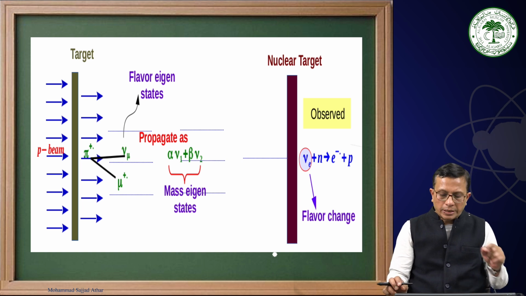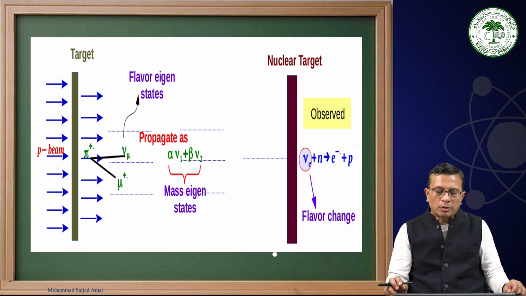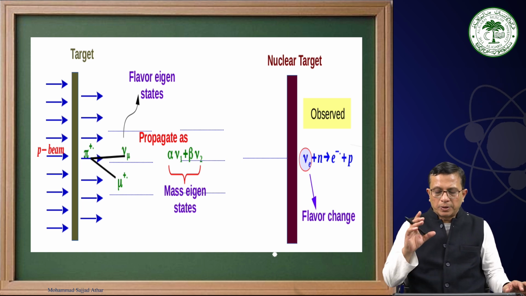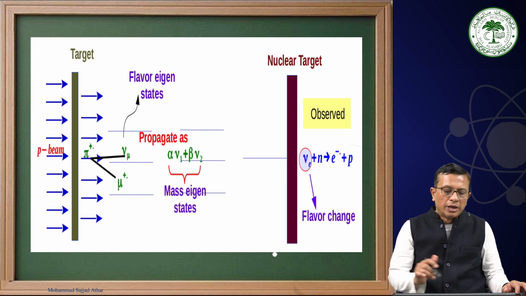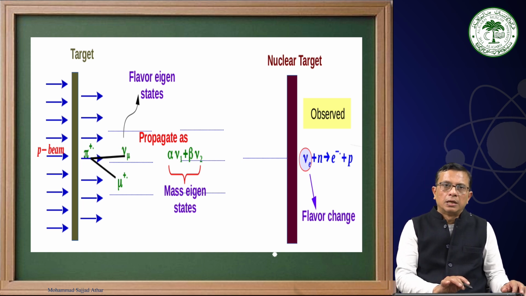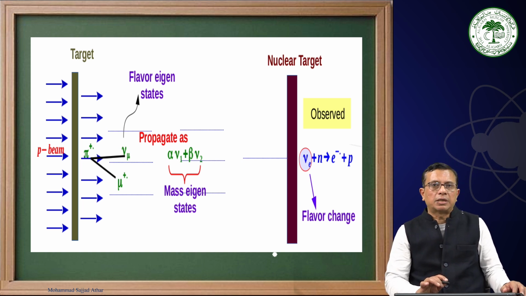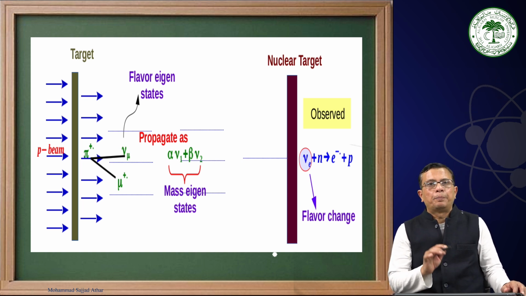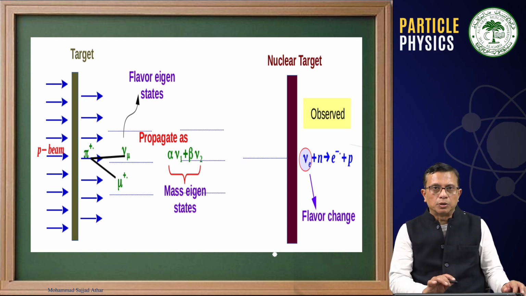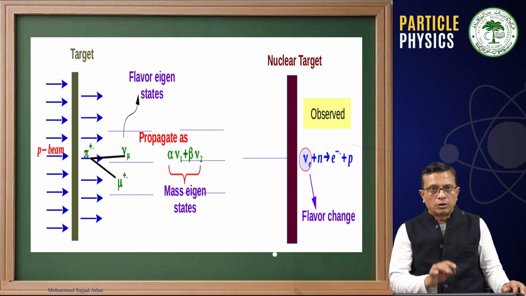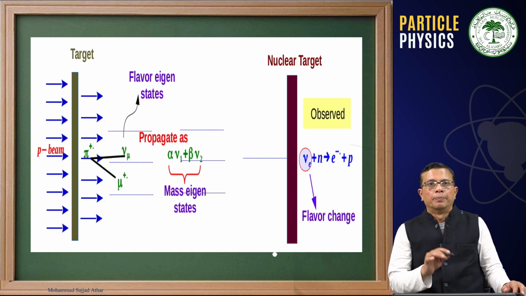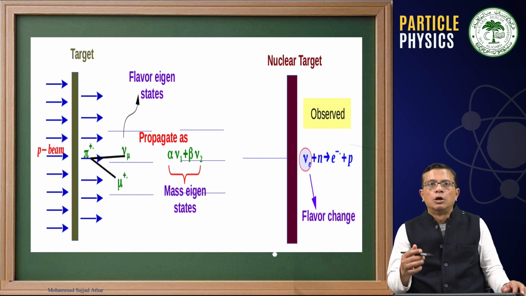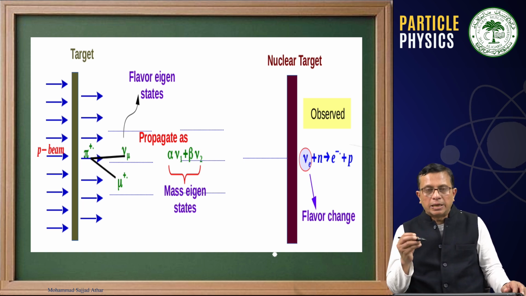Now, what basically are we talking about? For example, in a two flavor scenario, we have a proton beam. It is striking some target, say a graphite target, and then from here pions and kaons are getting produced. These pions and kaons give rise to muon and muon type neutrinos, either mu plus and nu mu, or mu minus and nu mu bar, because you have to conserve the lepton number.